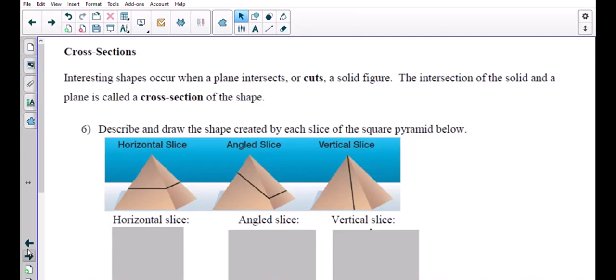I will tell you that the questions on your test related to this stuff are pretty straightforward and simple, so it's nothing crazy. I'm probably going a little bit above and beyond in this video, showing you some of these different cross sections.